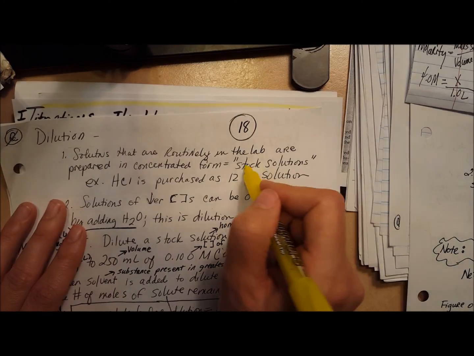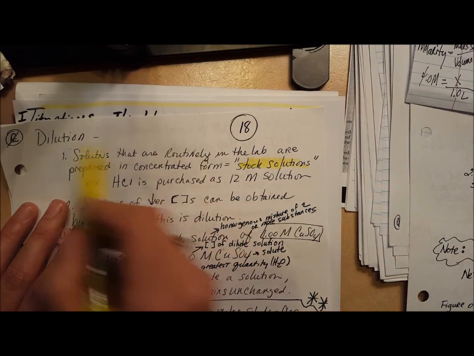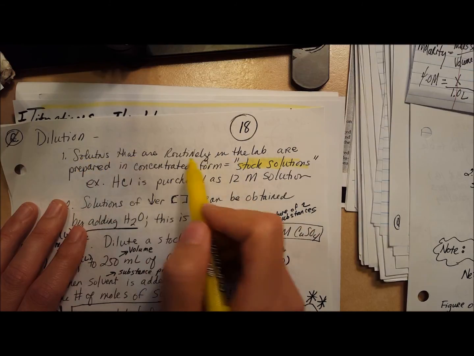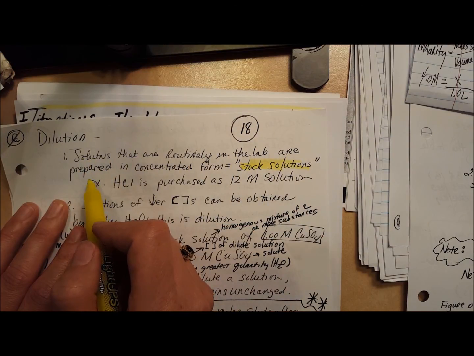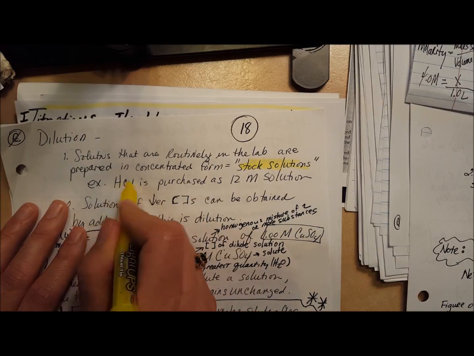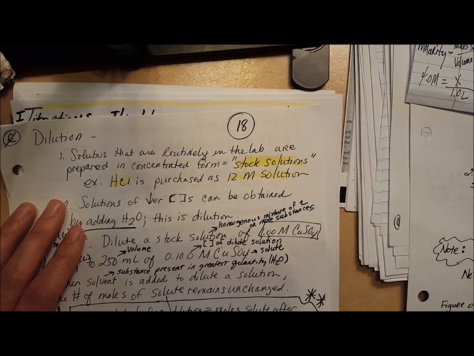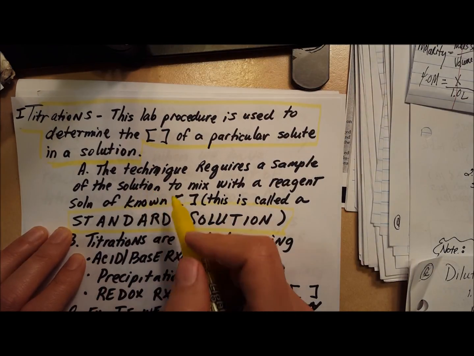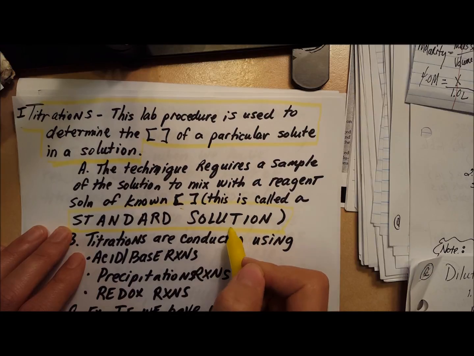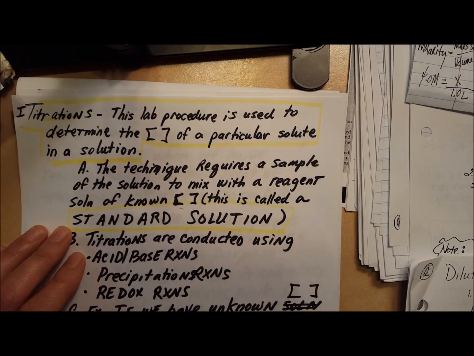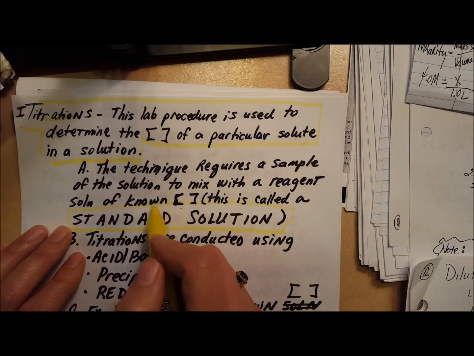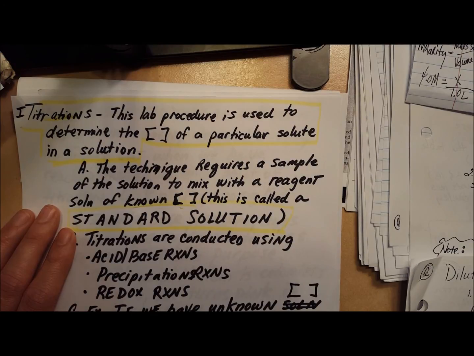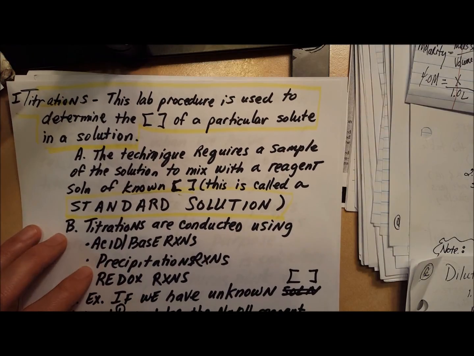Not to be confused with what we learned about in dilution, which is stock solutions. Stock solutions are solutions that are routinely in the lab, and they're prepared in concentrated form, like hydrochloric acid is always purchased as a 12 molarity solution. This is a standard solution, and it's used in a titration method. It has a known concentration, and it helps us determine the concentration of an unknown solute.